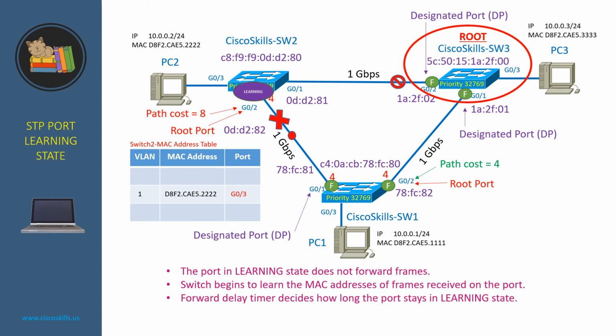Now let's analyze our case. In our case, the port G0/2 is in learning state and the forward delay timer is 15 seconds. So during those 15 seconds, Cisco Switch 2 starts learning the MAC addresses of the frames received on the port G0/2. And after 15 seconds, the port G0/2 transitions from learning state to forwarding state.